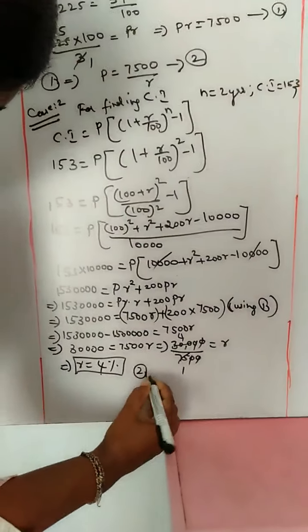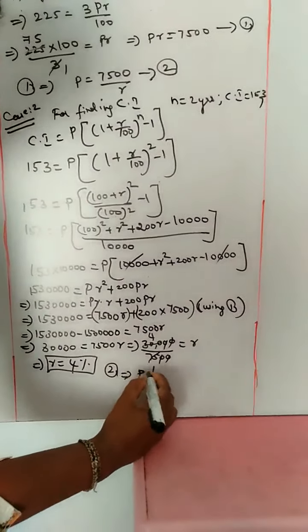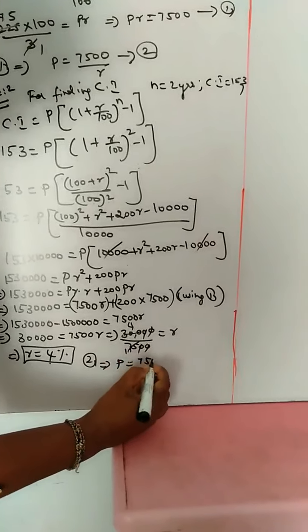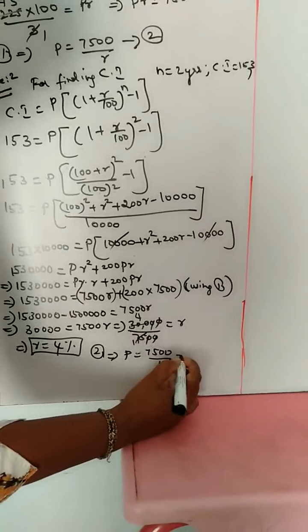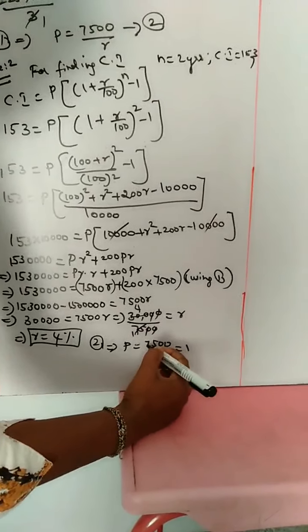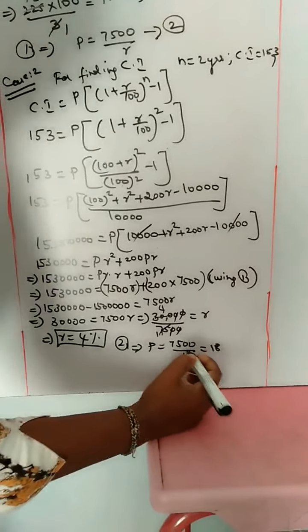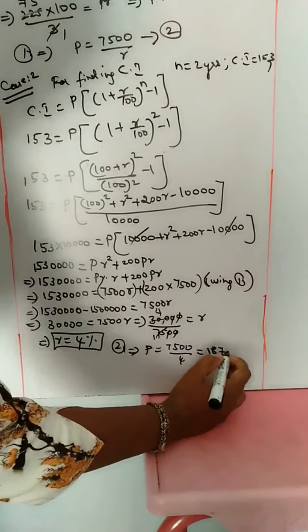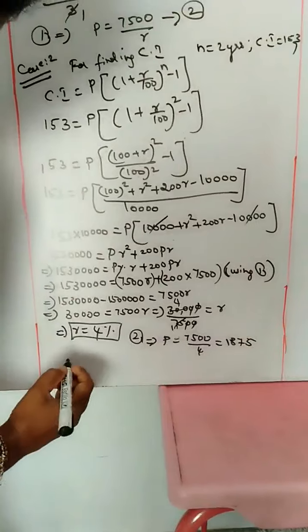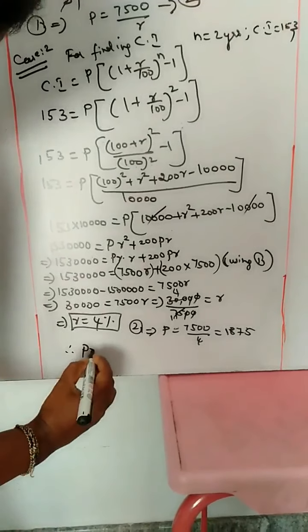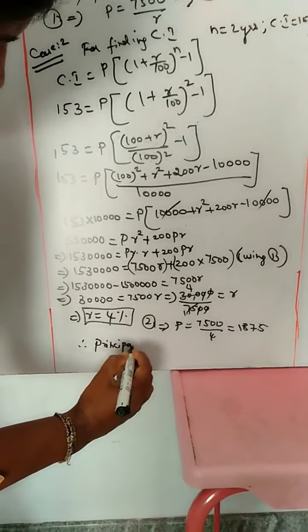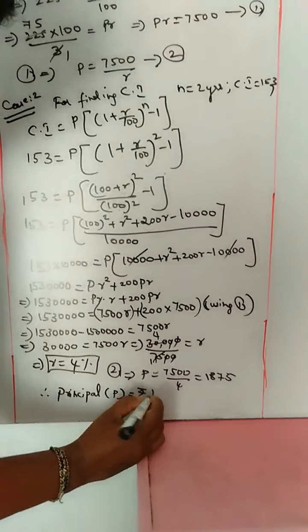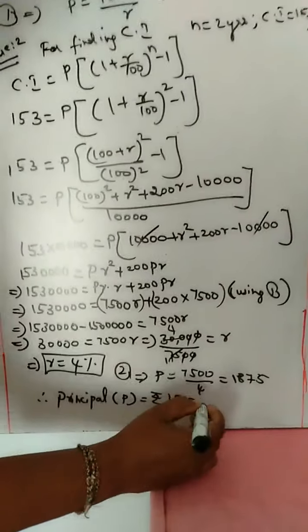Then equation 2 implies P equal to 7,500 by 4. 4 into 1 is 4, balance 3, 32, 8 times, remaining 30, 28, 7 times, 25 times. So therefore principal P equals rupees 1,875.